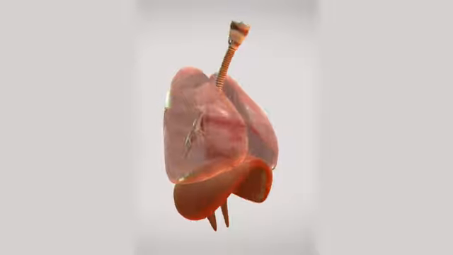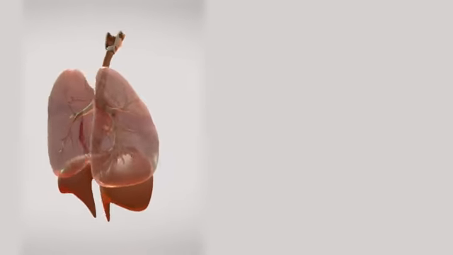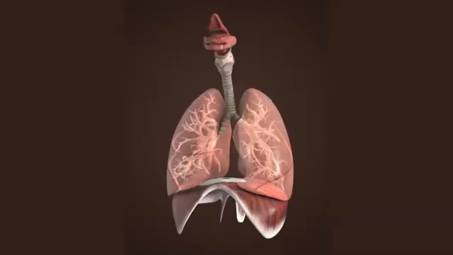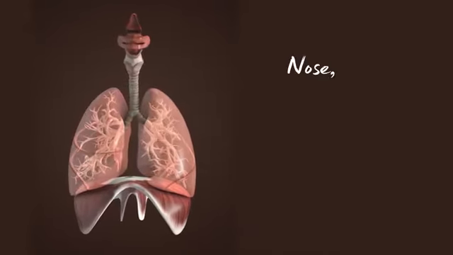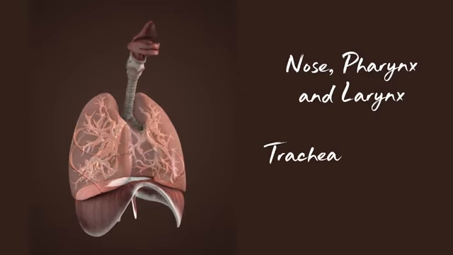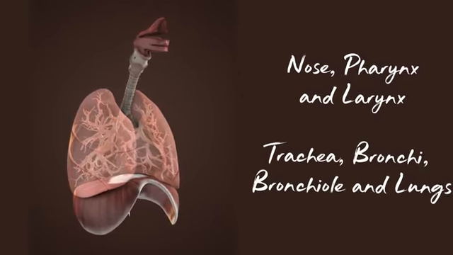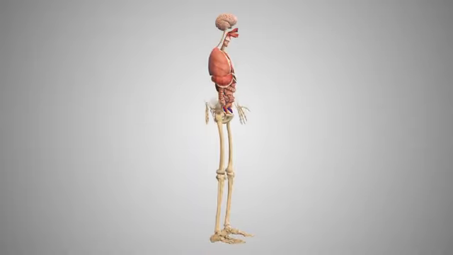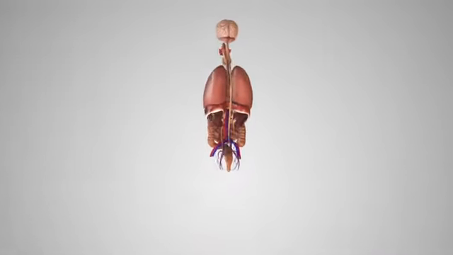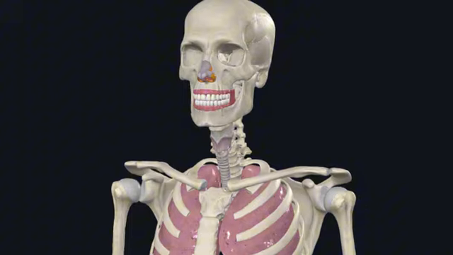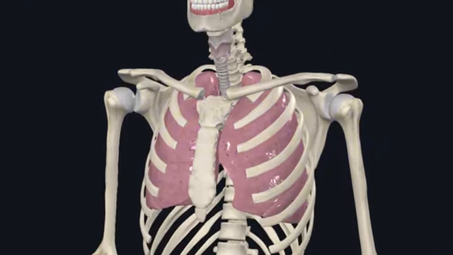We divide the respiratory system into two parts, the upper respiratory tract and the lower respiratory tract. The upper respiratory tract includes the nose, pharynx, and larynx, while the lower respiratory tract includes the trachea, bronchi, bronchioles, and lungs. We will understand all these parts of the respiratory system one by one in detail from top to bottom, meaning from the nose down to the lungs.